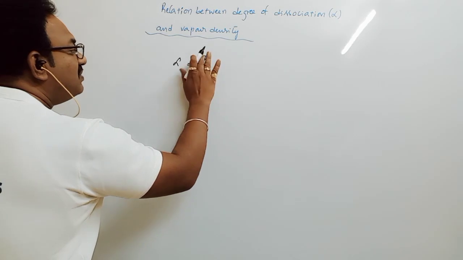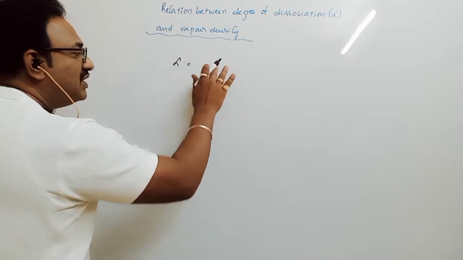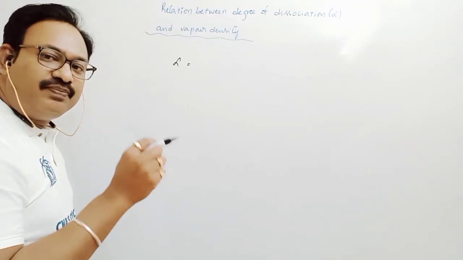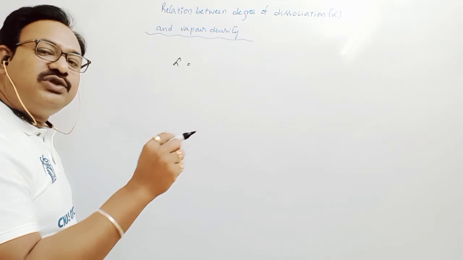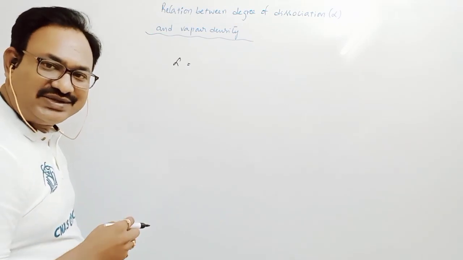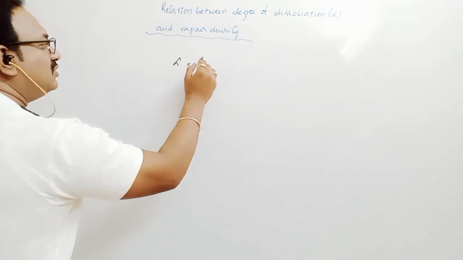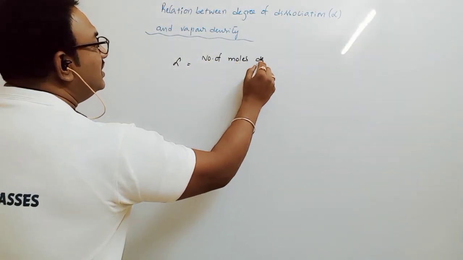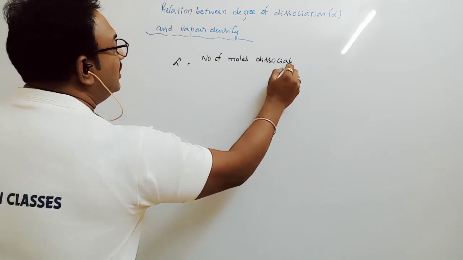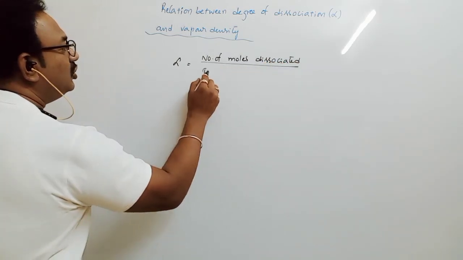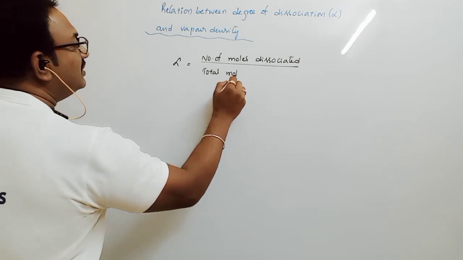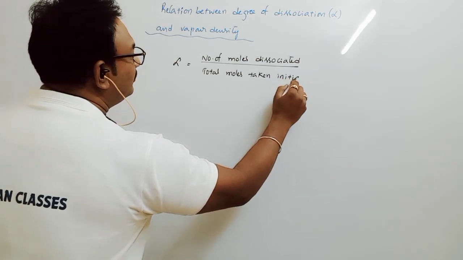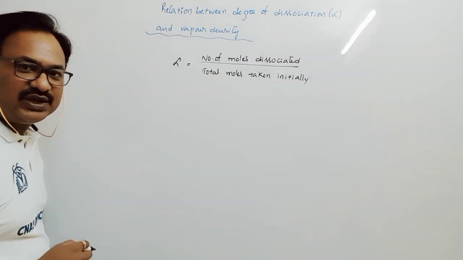The ratio of number of moles dissociated to the total number of moles is always taken as alpha or degree of dissociation. So write like this: number of moles dissociated by total moles taken initially. Okay.